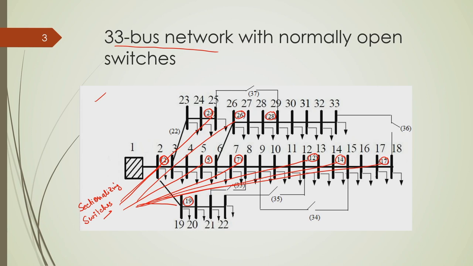Okay. So, how many sectionalizers do we have here? In this particular lateral, we have 1, 2, 3, 4 sectionalizers. In the main trunk feeder, we have 1, 2, 3, 4, 5, 6 sectionalizers. So, total 10. And in this lateral, we have another sectionalizer located in between nodes 19 and 20. So, altogether we have 11 sectionalizers, 11 sectionalizing switches that you can see.